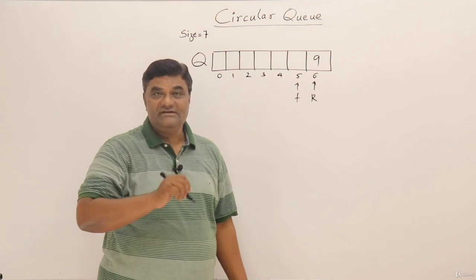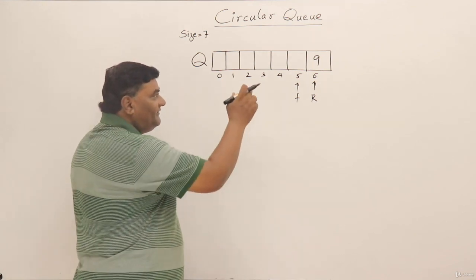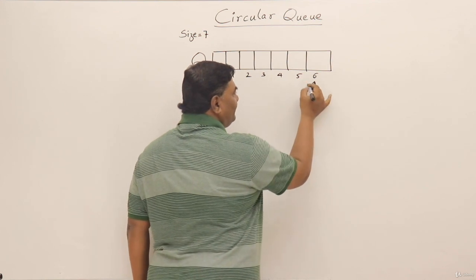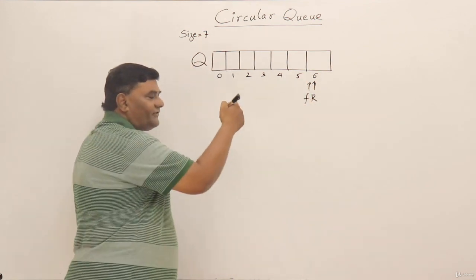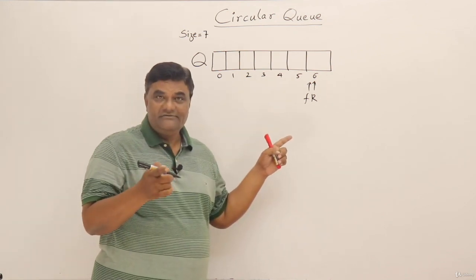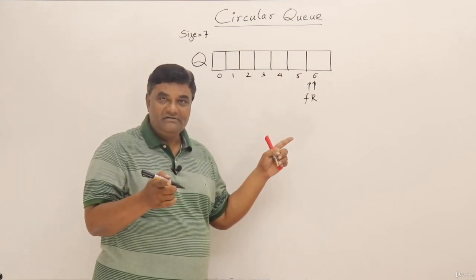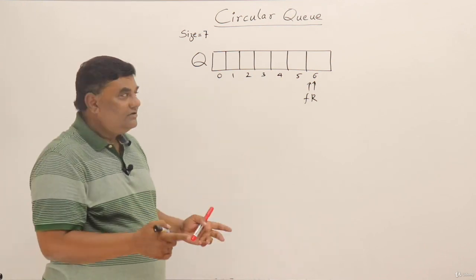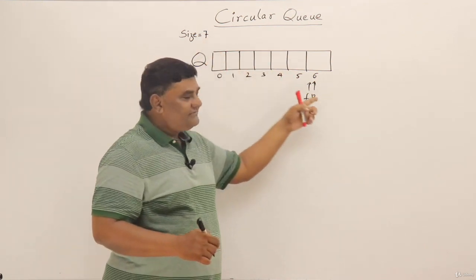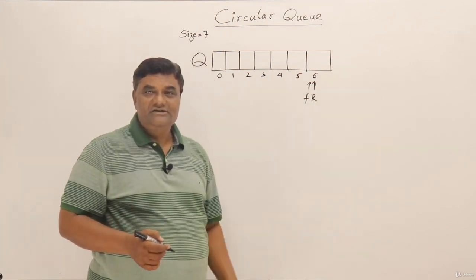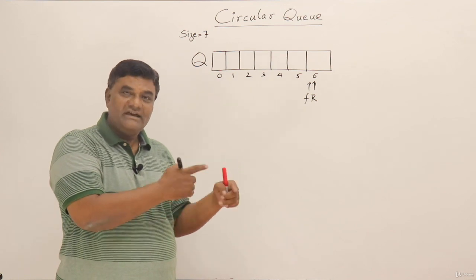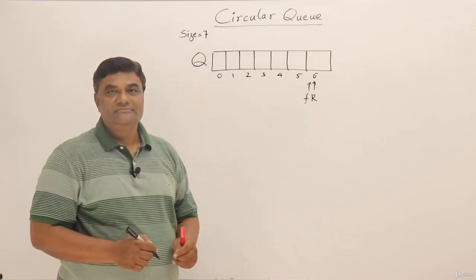I cannot reuse them. Then the third one: I will delete this element also. The front will point here. So front and rear are pointing at the same place. So the queue is empty. Front is equal to rear, queue is empty. Can I insert any element? No, queue is full because rear is equal to size minus 1. Rear is at the last location. The third point is a situation where the queue is empty and also full.